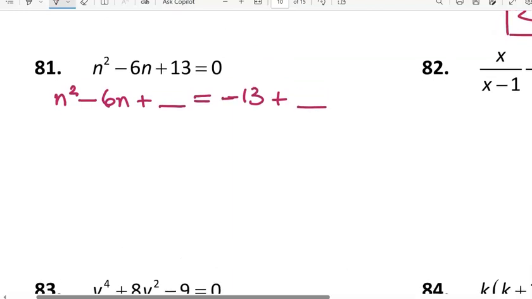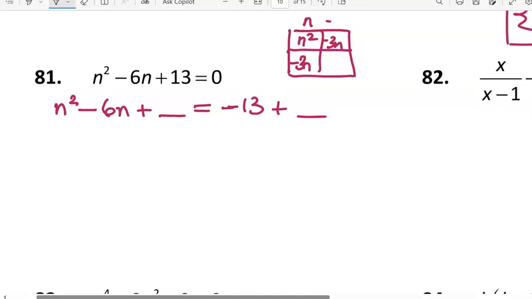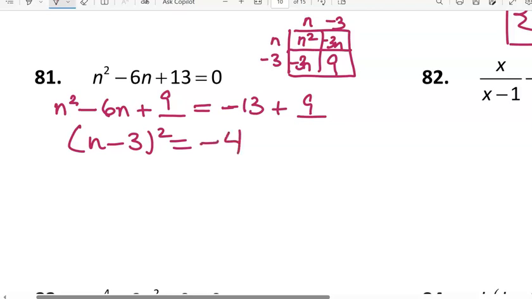I'm going to draw a picture for my complete the square. I'm going to place the first term n squared in the upper left blank, and the -6n I'm going to divide into two equal pieces, -3n and -3n. That suggests factors of n minus 3 and n minus 3, making the literal completion of this square +9. And so n minus 3 squared is equal to -13 plus 9, which is -4.